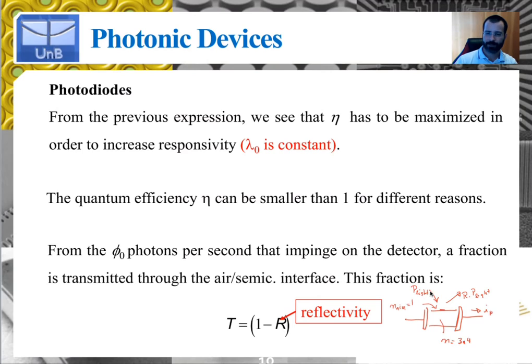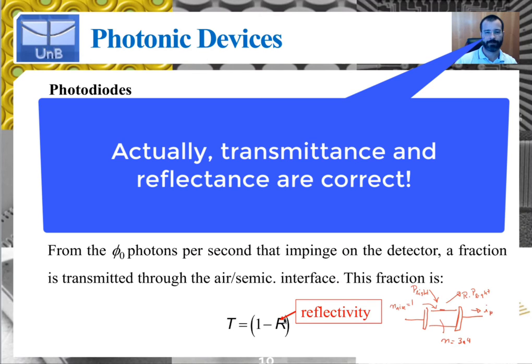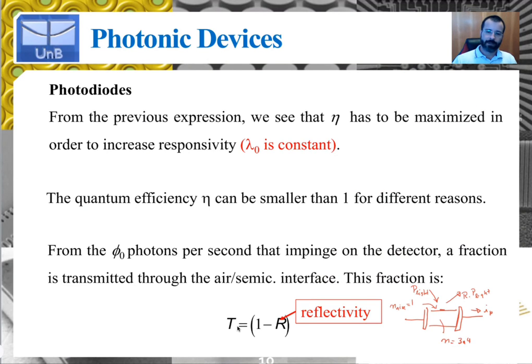The fraction that is transmitted is equal to the transmittance. The fraction that is reflected is equal to the reflectance. So the transmittance is equal to 1 minus the reflectivity. Actually, the correct terms here would be transmittivity and reflectivity. This has to be taken into account, right? Only a fraction equal to T of the incident photons will actually enter the device, and will potentially be used in order to generate electron hole pairs.